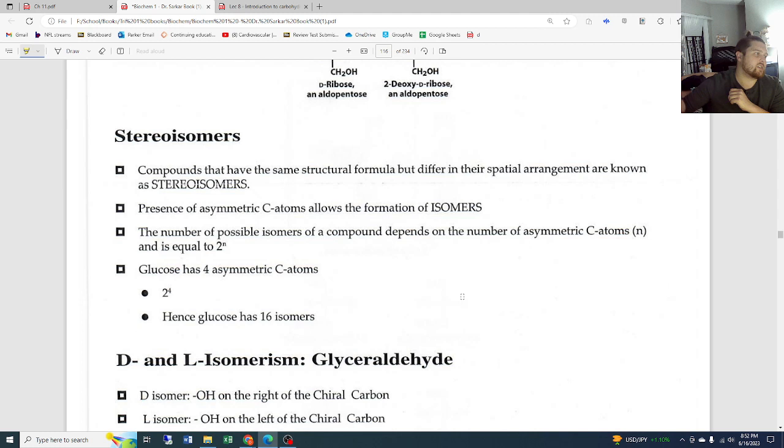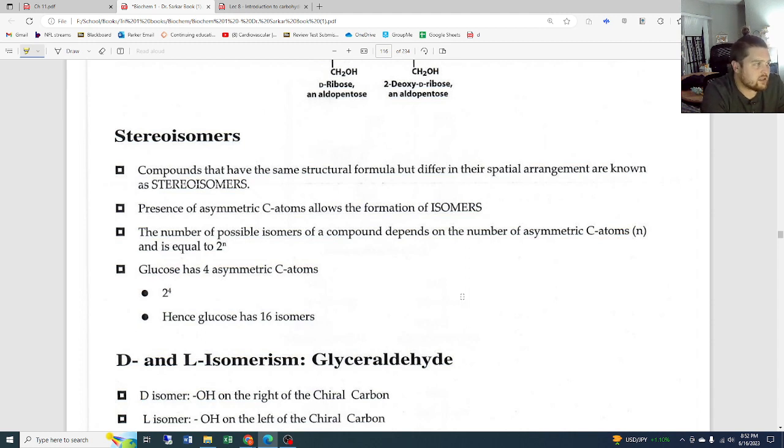Okay, stereoisomers. Remember when we talked about isomers? An isomer means that it has the exact same chemical formula, just arranged in a different way. Or actually, the stereoisomers are like a reflection, reflected over. So it's the same structure, but the bonds are on opposite sides. Compounds that have the same structural formula but differ in their spatial arrangement are known as stereoisomers.